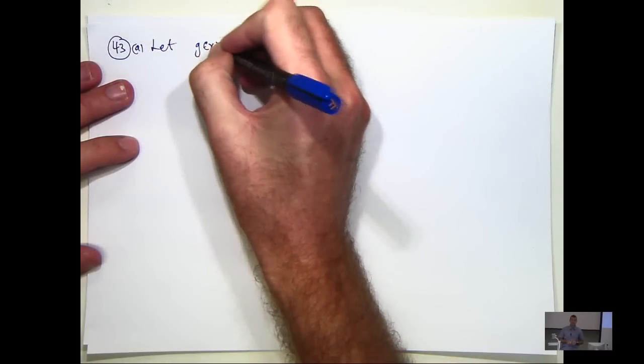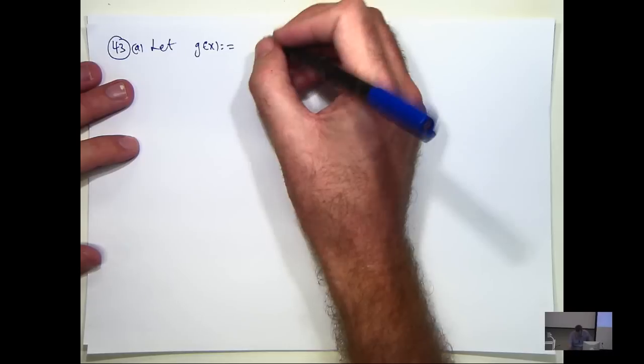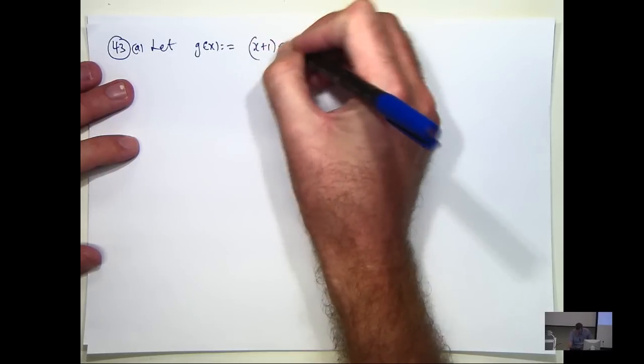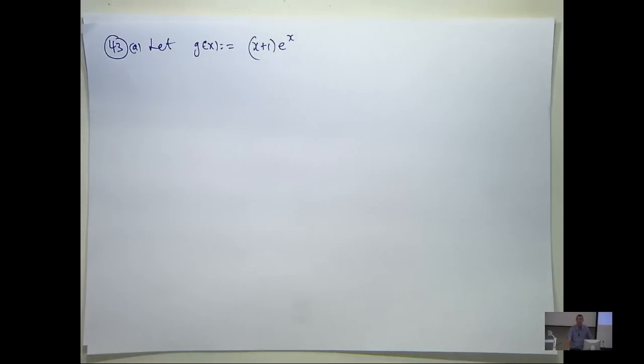This is part A. (x + 1)e^x. So our function g is defined in the following way. How can we build a power series for g of x about x equals 0? Any ideas?